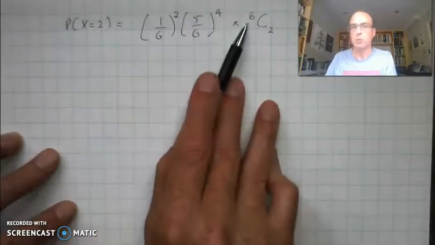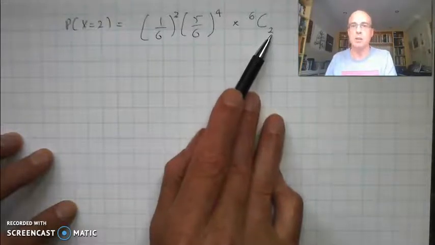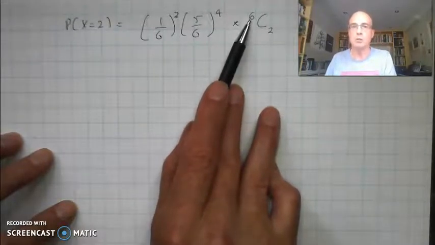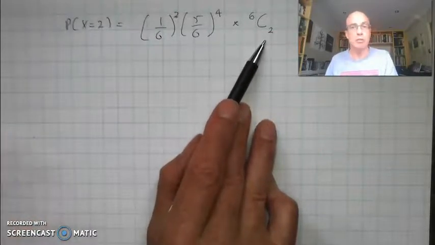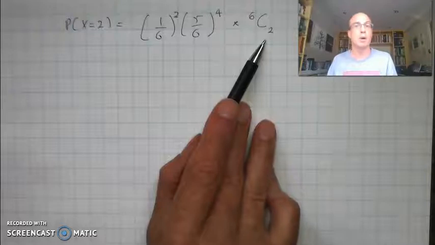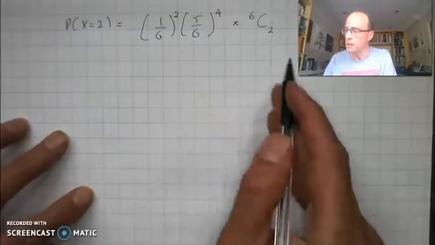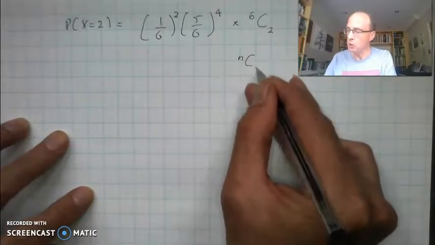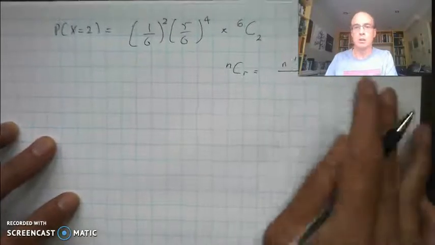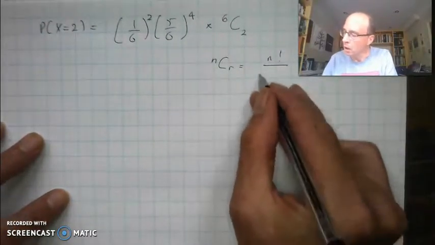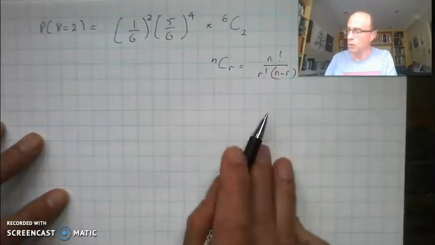So I've got my 6 rolls, and I've got my 2 successes that I can distribute anywhere amongst those 6 rolls. The number of combinations is going to be 6 choose 2. Hopefully this is familiar from all the work that you've done in terms of binomial expansion. It comes out of the Pascal's triangle. So just a quick reminder, n choose r is equal to n factorial divided by r factorial times n minus r factorial.